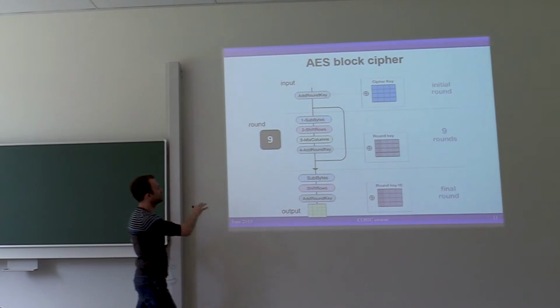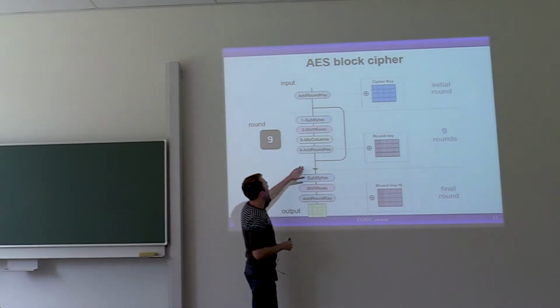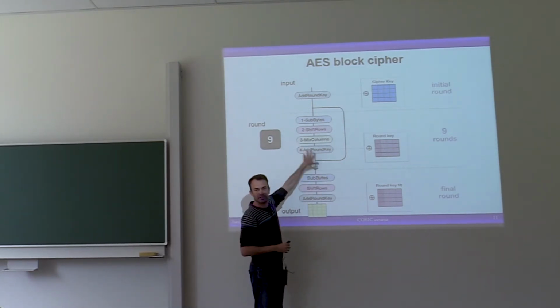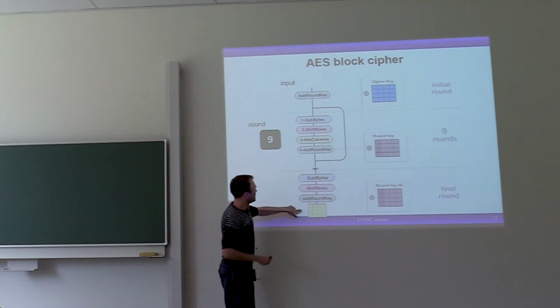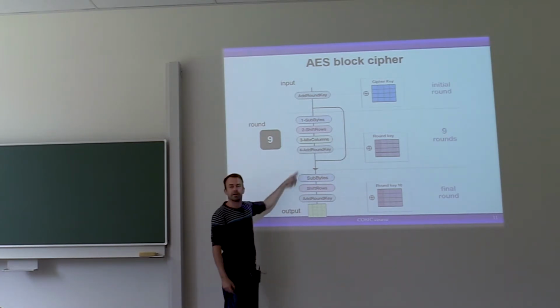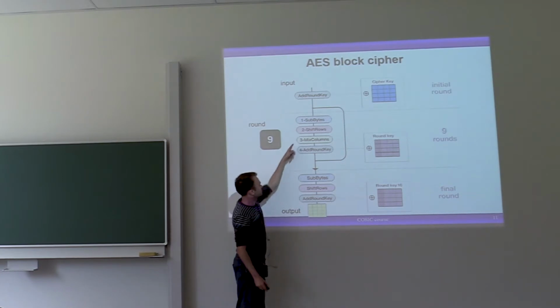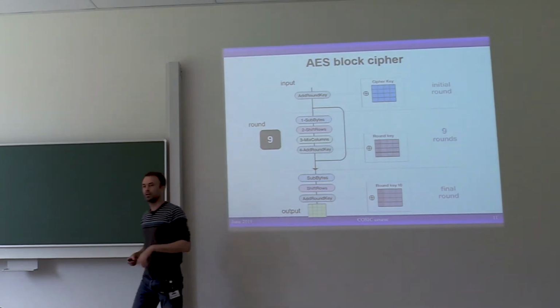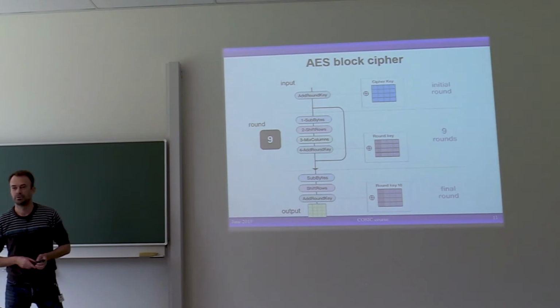It has 4 basic building blocks. Somehow, in the middle, there are 9 rounds that are exact copies of each other. And in the end, there's something that is similar to a round, but it's a bit shorter because mixed columns is missing. Okay? So 9.75 rounds. That's all you need to know.